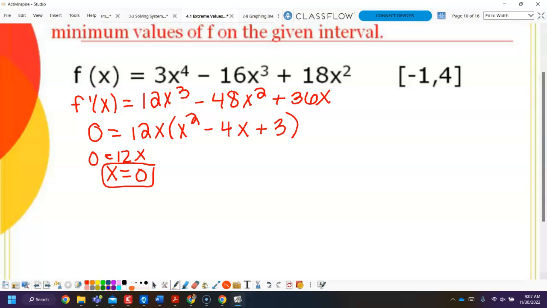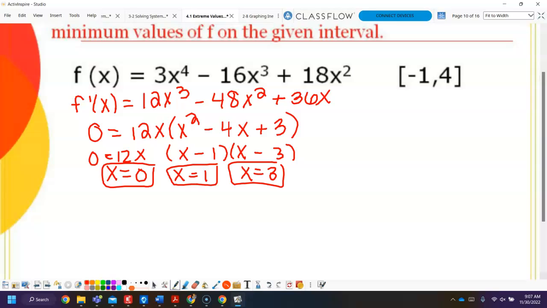So if factorable, which this one is, then you set those factors equal to 0, and we get 0, 1, and 3. Then you go back to your restricted domain, and you say, okay, are all of these critical points in my domain? And at this point, unfortunately, they are. So that doesn't allow you to eliminate any of them.